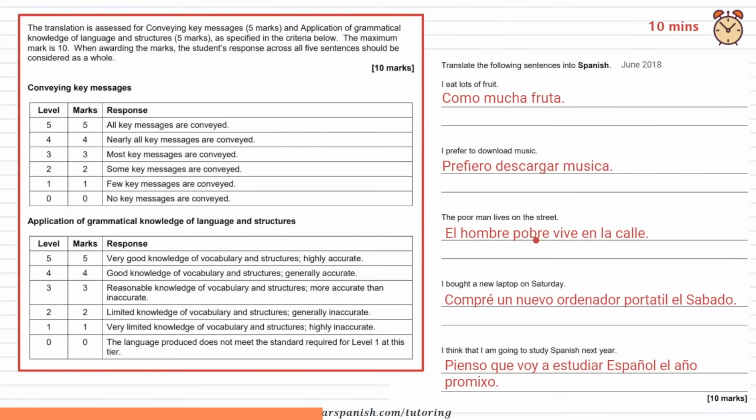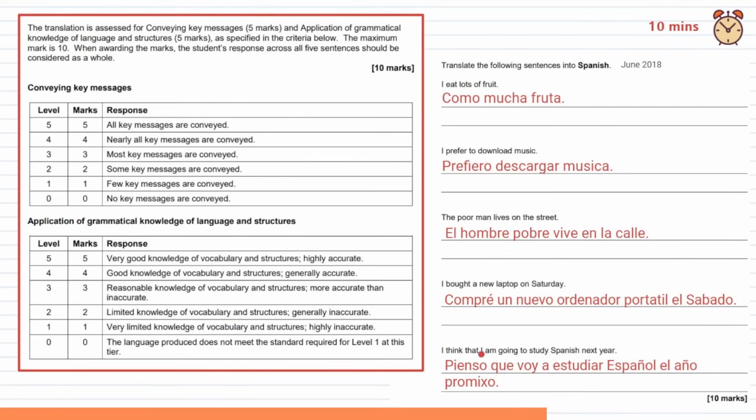Be careful with "calle" as it's a feminine noun, not masculine, so "la calle", not "el calle". And you could put the adjective "pobre" before the noun "hombre" in this case, and that would work too. I bought a new laptop on Saturday would be "compré un nuevo ordenador portátil el sábado". You would need the accent mark in "compré", as otherwise it would mean he, she buys, not I bought. Apart from that, accents are not really necessary, only on words where the meaning is changed.